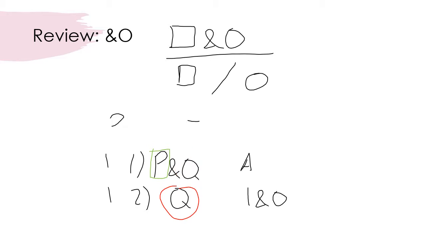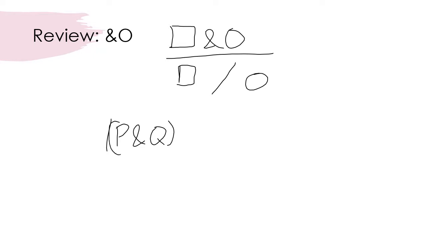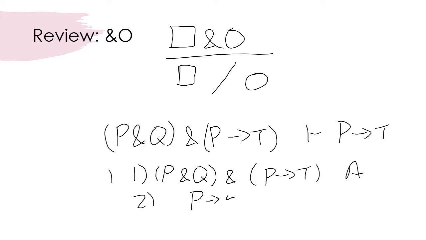And just to stay consistent here, let's do one that looks a little bit more difficult, but is the exact same as that, which would be, let's say P and Q, and P arrow T, just like last time. Let's say we just want to write P arrow T. Well, then our one assumption will go here. Mark it as an assumption because we're given it. And in our second line, we would just write P arrow T.